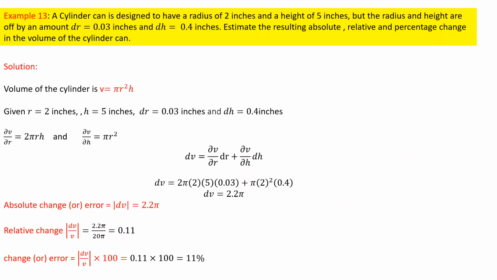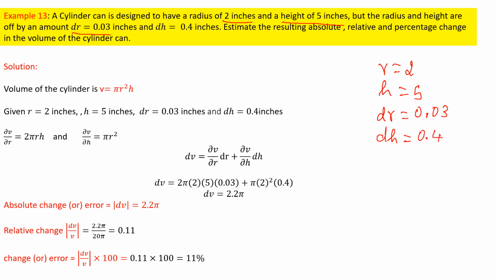Let us discuss one more question. A cylinder can is designed to have a radius of 2 inches. So that means r equal to 2. Height of 5 inches. That means h equal to 5. The radius and height are off by an amount. dr equal to 0.03. So dr is given as 0.03. dh is also given, it is given as 0.4.